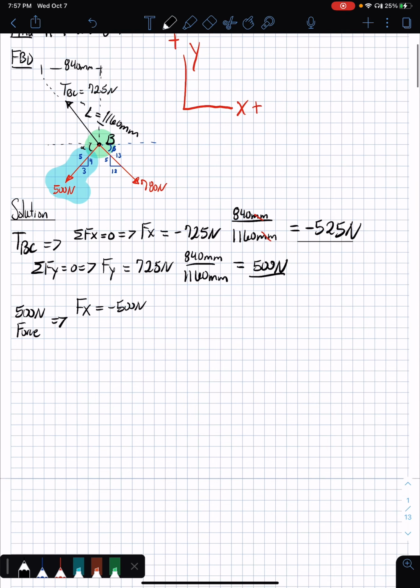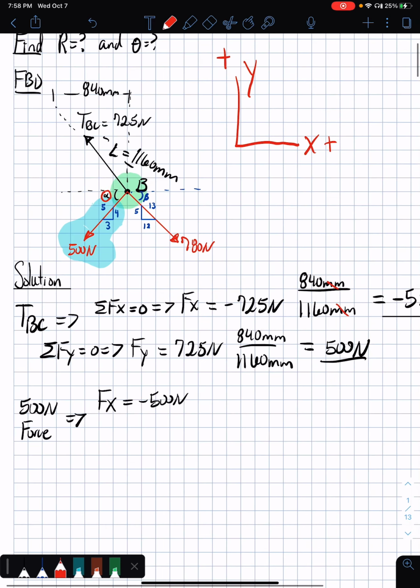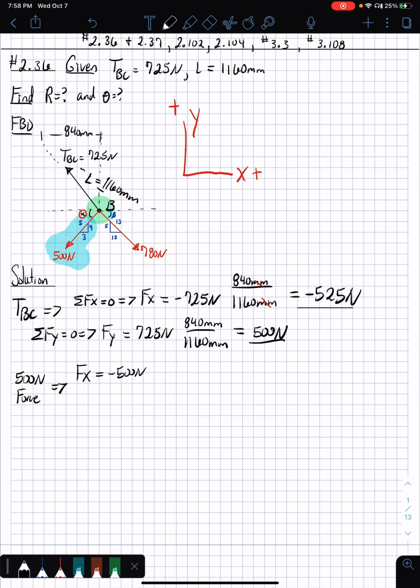And note that, I will zoom in just so you can see this, it gives it to us that this is a 3, 4, 5 triangle. With that being said, we do not have to find this little portion here for alpha. We don't need to find alpha because they give us a 3, 4, 5 triangle. So we can just simply put it right in. So it's 3 over 5, opposite over adjacent. Sorry, opposite over tangent. This will be negative 300 newtons.